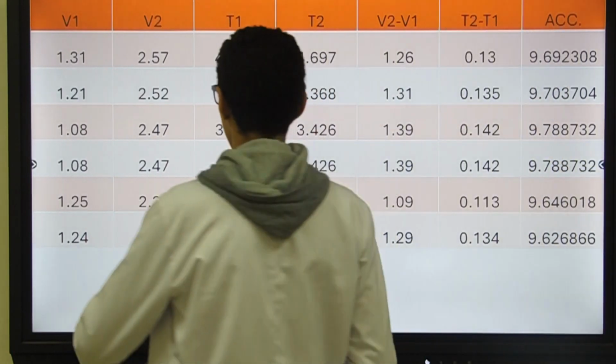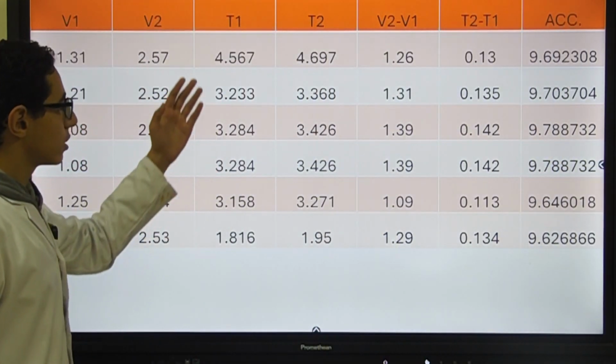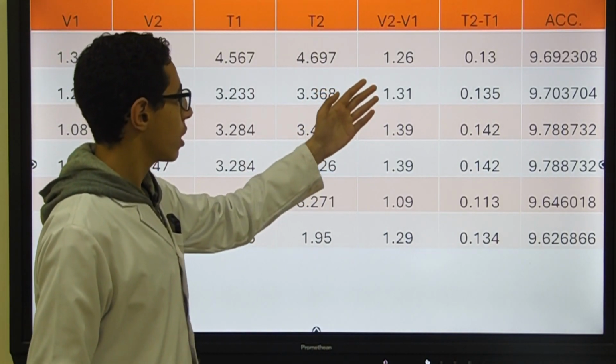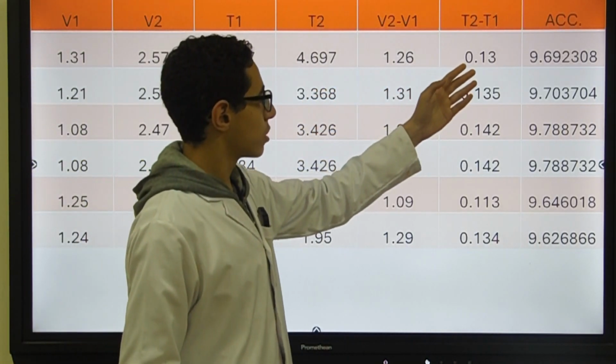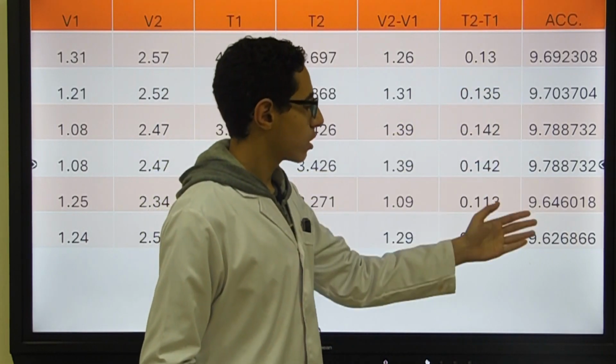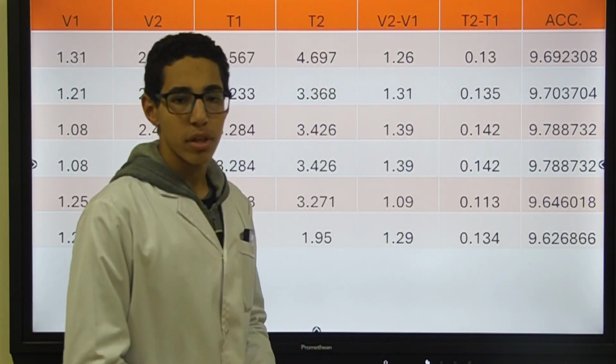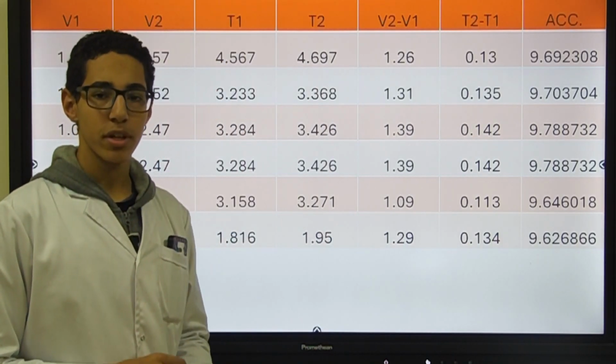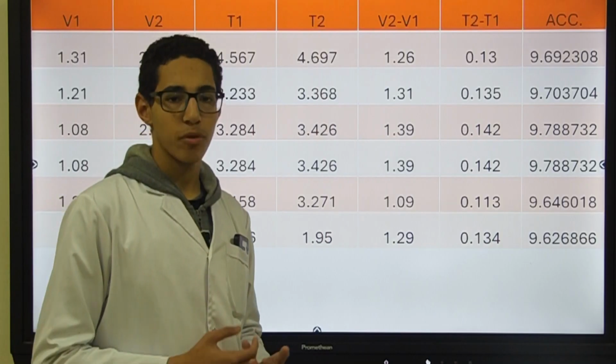We collected V1 and V2, T1 and T2, then we subtracted V1 from V2 and T1 from T2, and got the acceleration by the rule, which is V2 minus V1 over T2 minus T1, which is the slope of this graph.